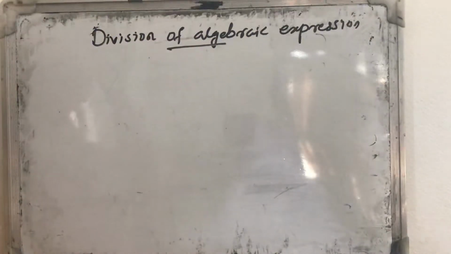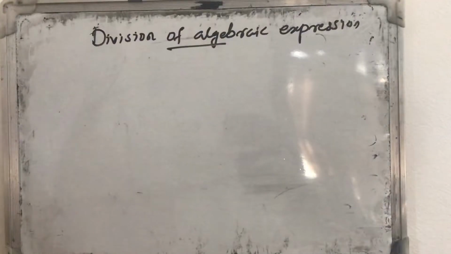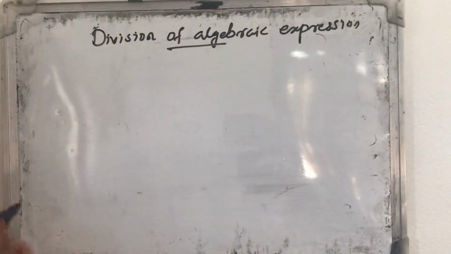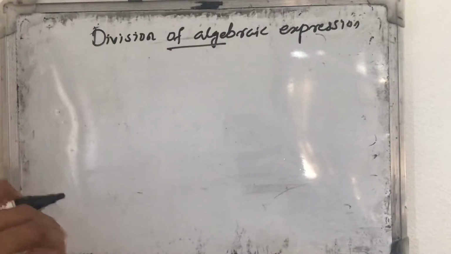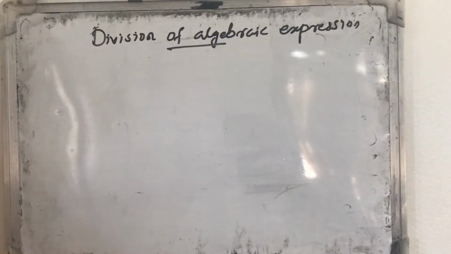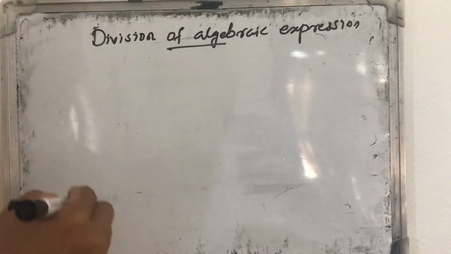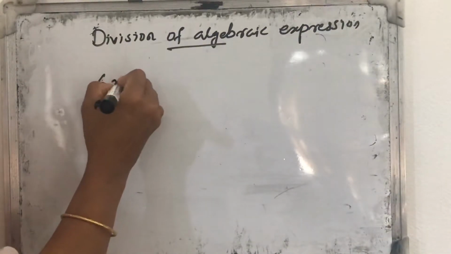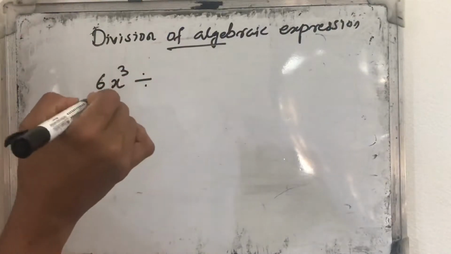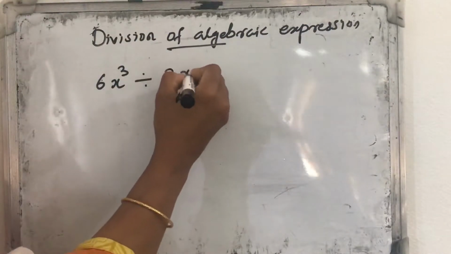Next we want to discuss division of algebraic expressions. When we divide an expression by another expression, how can we do it? First, we can take how we divide a monomial by another monomial. An expression having only one term is called a monomial. Suppose one example is given: 6x cube divided by 2x. How will we do this?